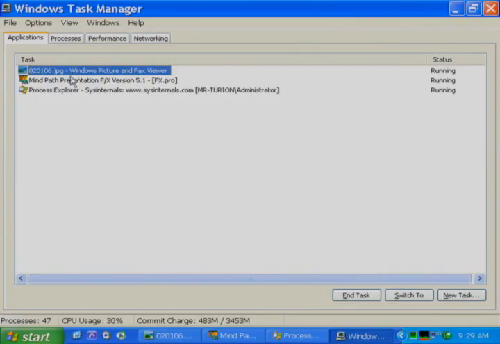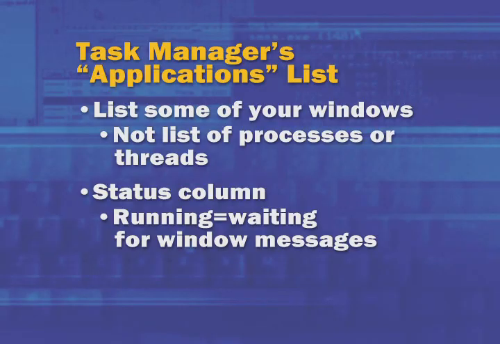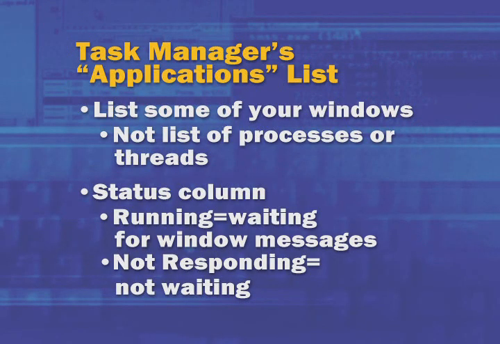So if these are windows and not processes or threads, what does the status mean? The status actually reflects the state of the thread that owns that window, because each window has a concept of an owner thread. And a thread that is in the running status here is one that is waiting for Windows input. So let me just see if I got that right. Running means waiting. Mm-hmm. And then what does not responding mean? Well, not responding, which is the other status you might see in there, means that the thread is not waiting for a Windows message. It's off maybe doing something else.